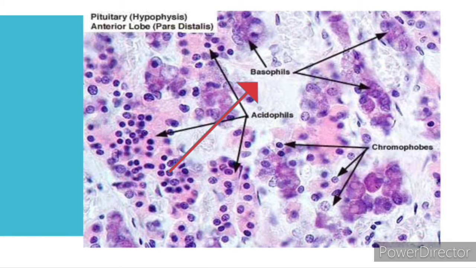Luckily, I was able to find this clear slide. Here we can see the basophils, okay? The purplish area you can see, I'm not talking about purplish dots, but the purplish area are the basophils. Acidophils are the light pinkish area, okay? And the chromophobes are the purple dots or the circles you can see clearly. Those are chromophobes.